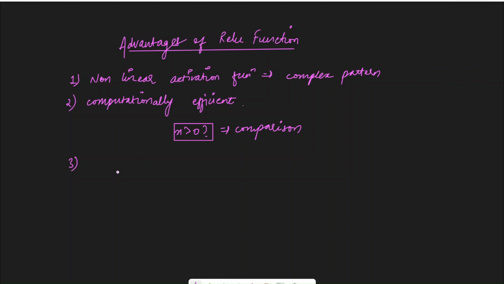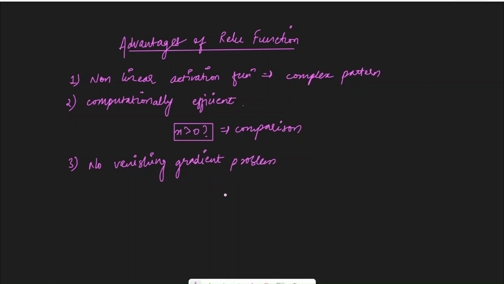Third and the most important advantage of using the ReLU function is we do not have the problem of vanishing gradient. So, no vanishing gradient problem. If you don't know what the vanishing gradient problem is, then please watch my previous video of sigmoid activation function, where I have clearly explained what the vanishing gradient problem is and why it is caused. But here I will give you a very quick summary.